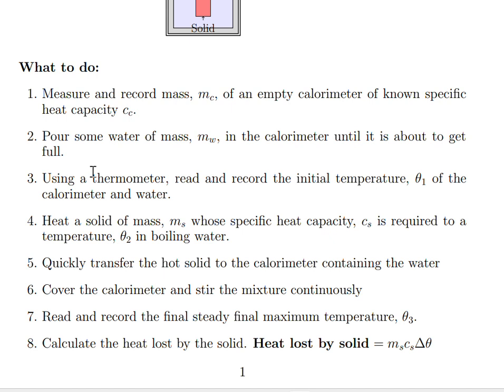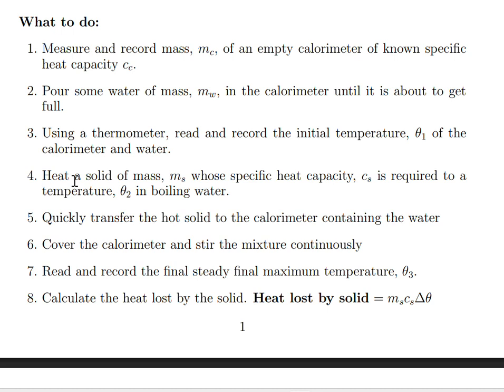Then the next thing, after measuring the mass of the calorimeter and pouring a known mass of water in the calorimeter, we shall use a thermometer to read and record the initial temperature of the calorimeter and water, and we shall record it as θ1. Then the next step would be to heat the solid of known mass Ms whose specific heat capacity Cs we are interested in until it attains a temperature θ2 in boiling water.